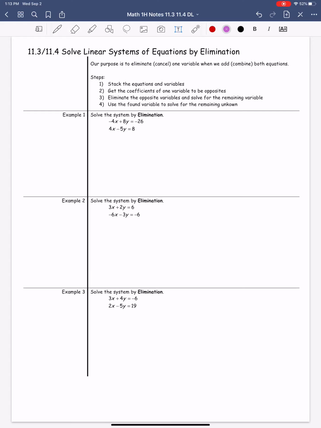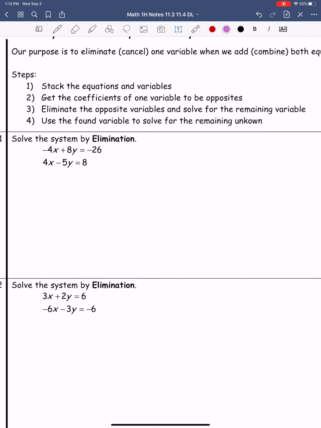So the steps for solving by elimination. It says first stack the equations and variables. So we kind of want to have the x's above the x's and then the y's above the y's. And then we want to have these constants, the numbers, on the other side of the equal sign. So it's basically in standard form of a linear equation here. And then instead of putting them side by side like we did for substitution, we're just putting one on top of the other here.